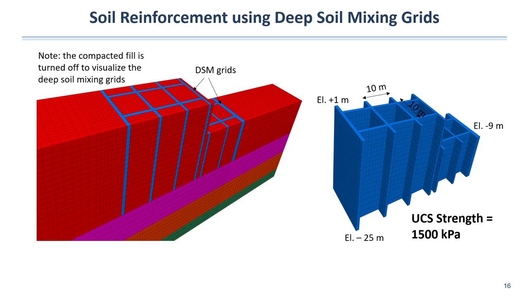Here I model the shear boxes in a 10 meter by 10 meter grid and apply it in both the onshore and offshore areas. I use a typical UCS strength of about 1500 kPa, even though in the same material, the UCS strength of the column can be even higher than that.